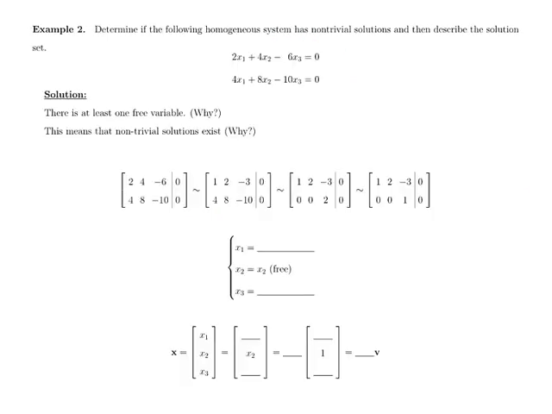So let's look at another example. We're going to determine if the following homogeneous system has non-trivial solutions and then describe the solution set. So we just said that we're going to be looking for free variables to determine if this has a non-trivial solution. In this system, we have two equations, three unknowns. We can write this augmented matrix 2, 4, negative 6, bar 0. And the second equation, 4, 8, negative 10, bar 0.